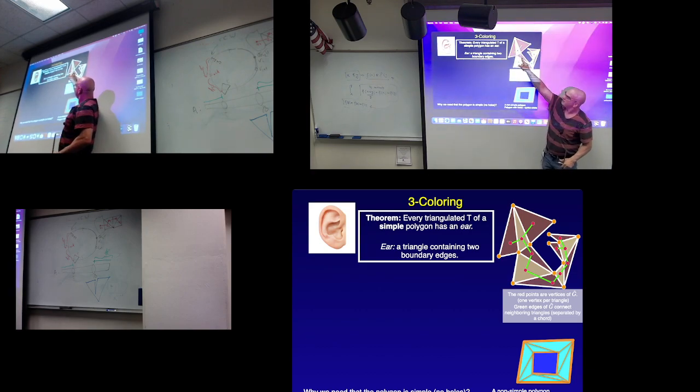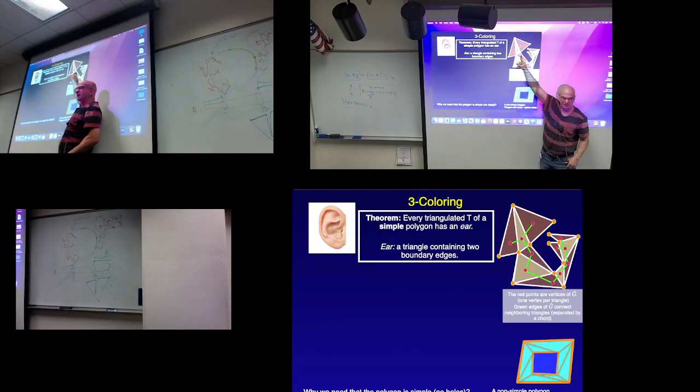Okay, so I created this dual graph, and now pick a vertex that is a triangle inside this dual graph. Remember, all I'm trying to convince you is that there is an ear, a triangle whose two out of its three edges are outer boundary edges. So I picked such a vertex, and what happened in a tree?